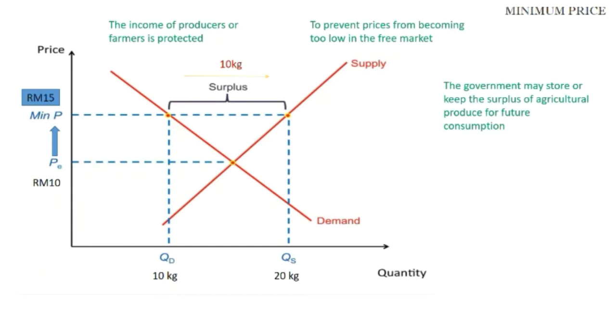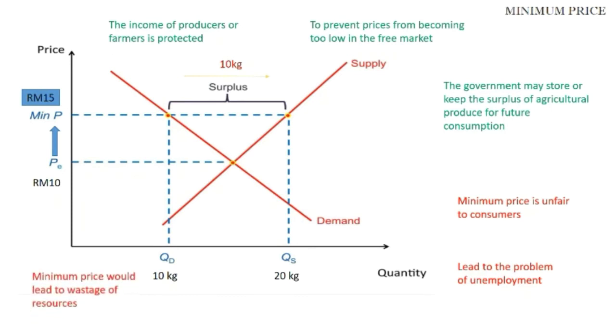The disadvantages of minimum price. Number 1, it is unfair for the consumers since they have to pay more to buy the goods and services. Number 2, minimum price would lead to wastage of resources because of surplus created in the economy. These surpluses are either kept as stock or disposed through dumping. The concept of minimum wage could lead to the problem of unemployment, especially for the local workers.